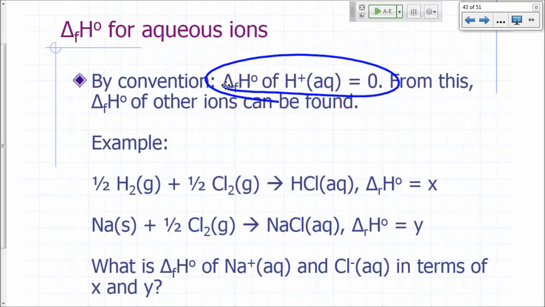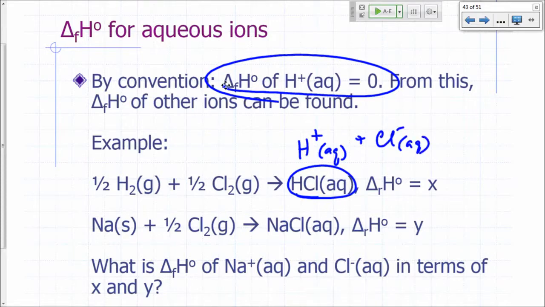So if you get the delta H formation of HCl aqueous, this is really H plus aqueous plus chloride aqueous. You can measure that delta H for that. Let's say it's X, since that would be the delta H formation of H plus ions and chloride ions. But you cannot just have positive ions. They always come with negative ions with them. So as a matter of convention, for us to be able to tabulate a delta H formation for individual ions, we assign a value of 0 for H plus.